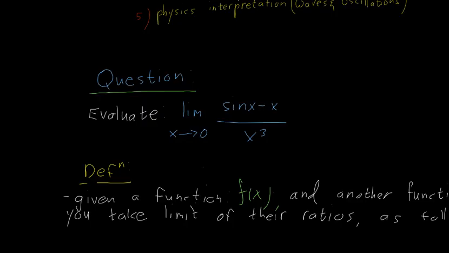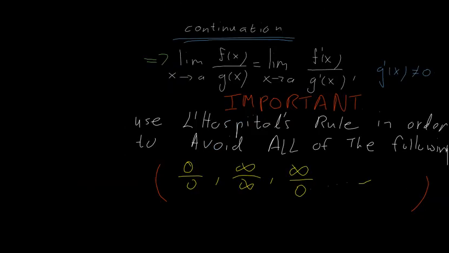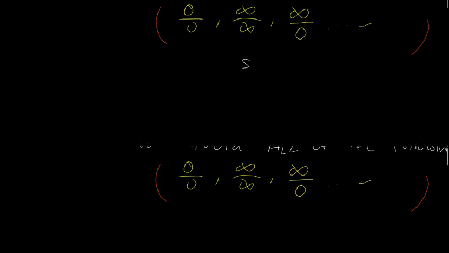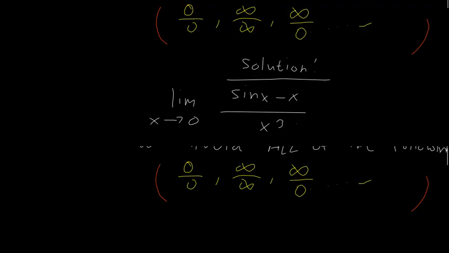okay? And the reason why L'Hopital's rule actually doesn't work here, let's test it out. Let's look at the problem. So the solution, I'm going to go step by step here, so pay attention to each step, okay? If you look at the limit as x goes to 0 of sine x minus x divided by x cubed, if I take x goes to 0 here, it's indeterminate.